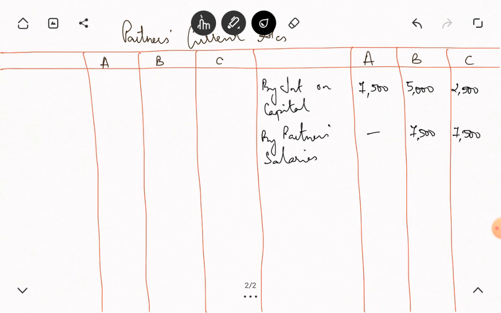And the last transaction in your profit and loss appropriation account is your share of profits. So let's write that by share of profits. A, B, and C, rupees 33,000, and then rupees 19,800, and rupees 13,200, which you've calculated already based upon the profit sharing ratio.